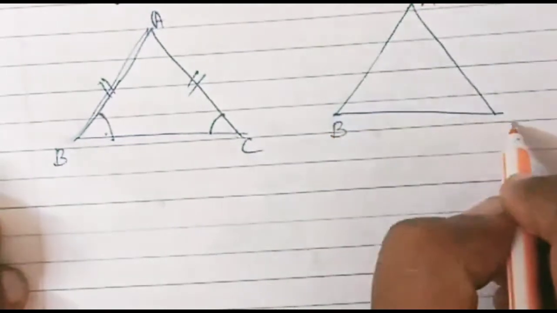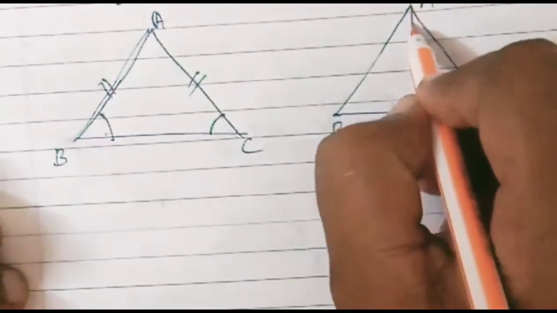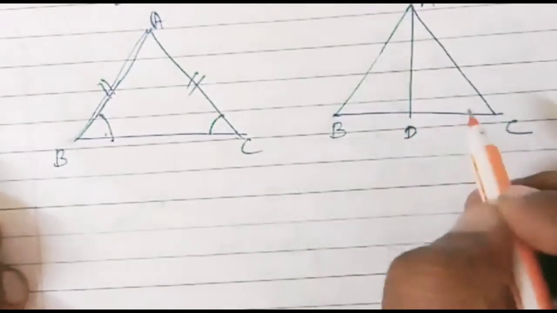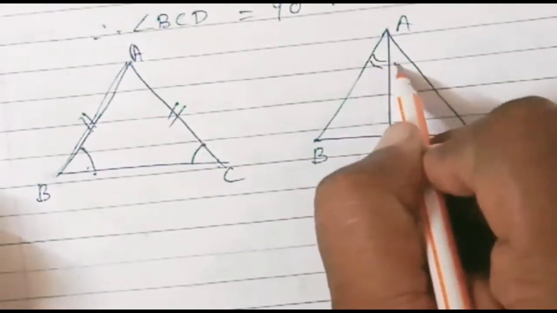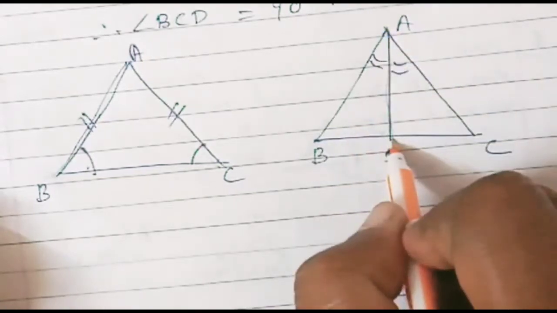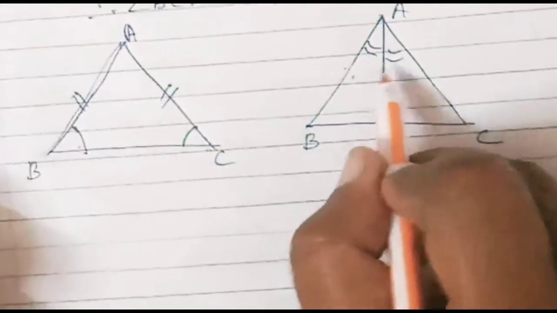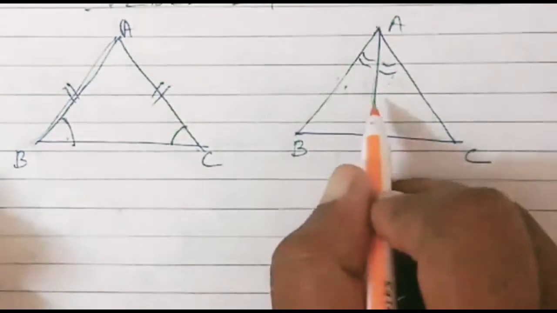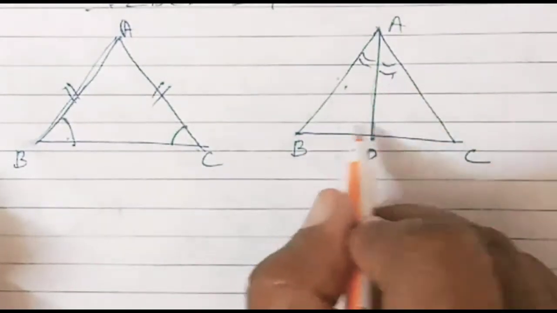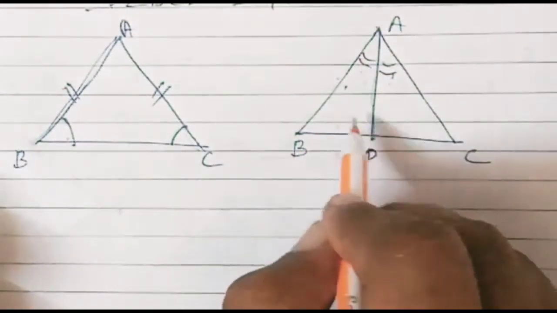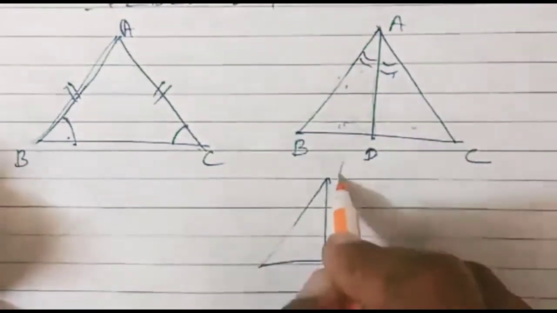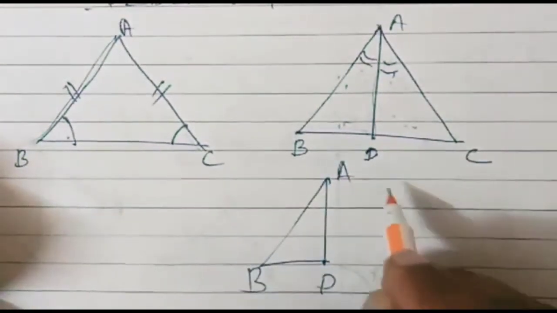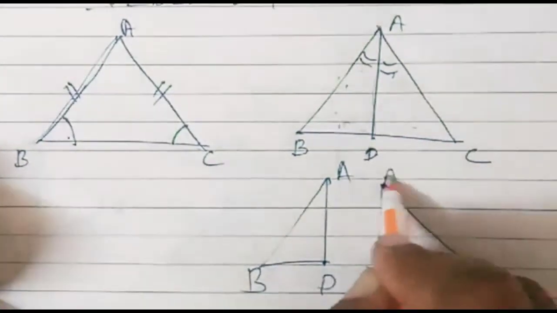In triangle ABC, let us draw a bisector of angle A. Please be careful regarding this word. This is a bisector of angle. That means this ray AD divides angle A into two equal parts. Now as this ray AD divides angle A into two equal parts, we get two different triangles. One is triangle ADB and the second one is triangle ADC.